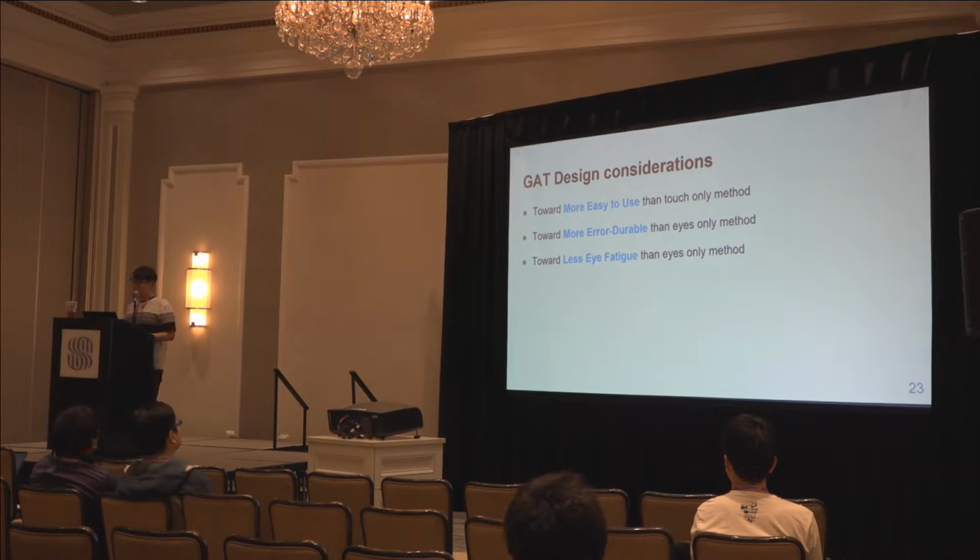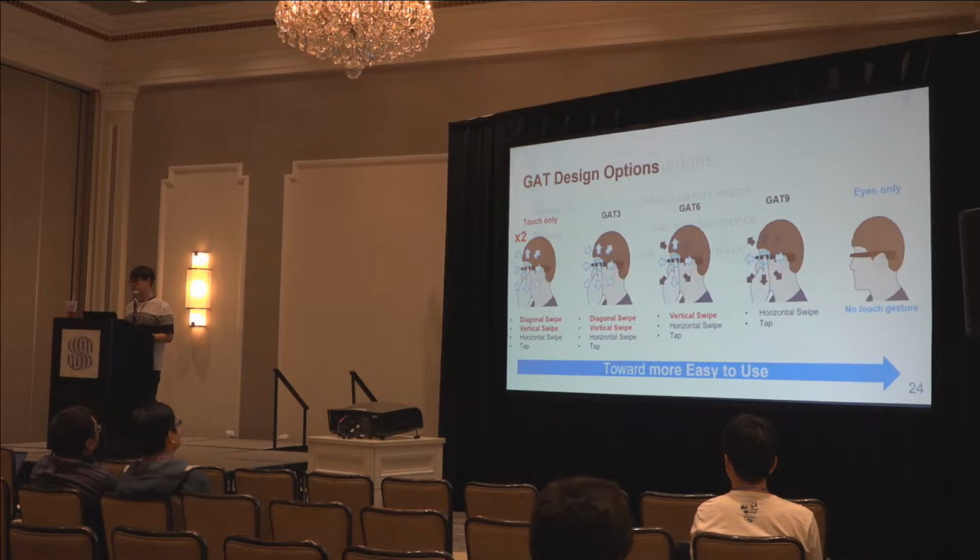So we designed the GAT considering the following goals: easier to use than the touch-only method, more error durable than the eye-only method, and also less eye fatigue than the eye-only method. First, toward a more easy-to-use typing method, we tested 3 different swipe gesture sets. The maximum number of touch gestures in our design is 9, including 4 diagonal swipe gestures, 2 vertical swipe gestures, 2 horizontal swipe gestures, and a tap gesture.